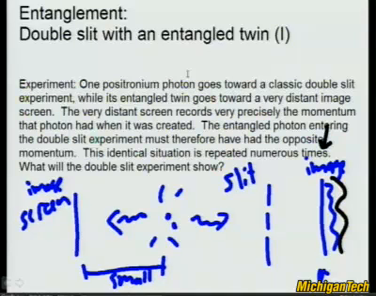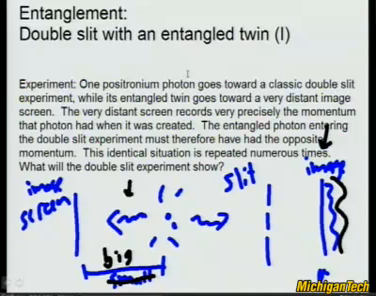This time, it's the same text as last time. One positronium photon goes toward a classic double slit experiment, just like the previous slides. The entangled twin goes to a very distant image screen now. So we're going to take this screen, and we're going to cross out small, and we're going to put big. So this is a very big distance. This is well across the hall, down the hall, next building, across campus, on the moon. So once this image screen is far enough away, shouldn't you be able to tell where this photon is going?